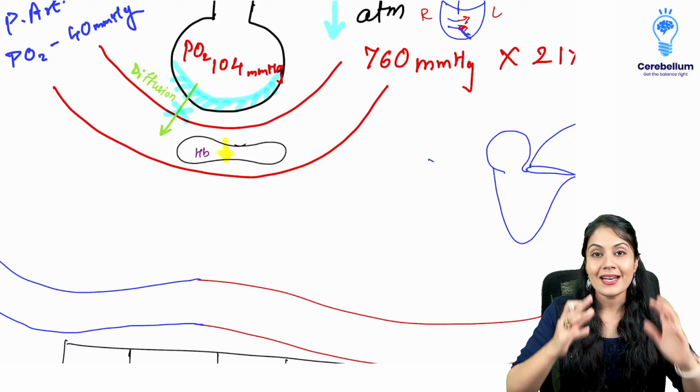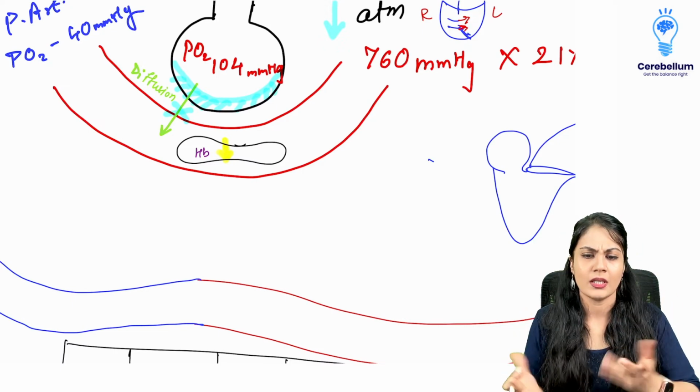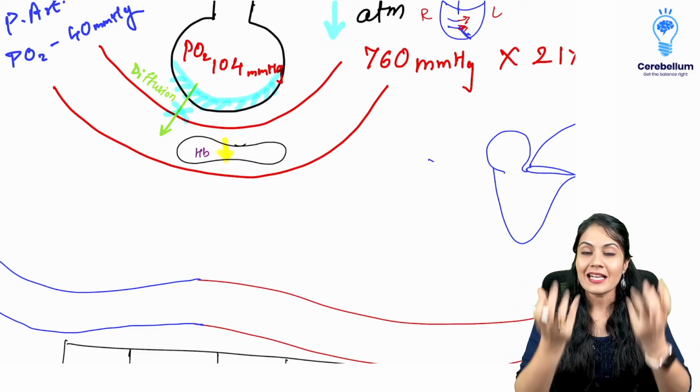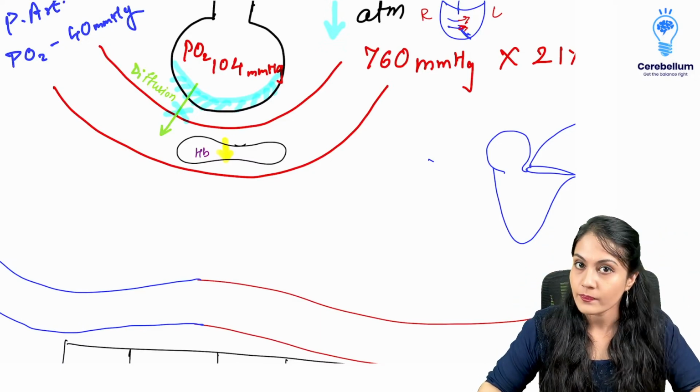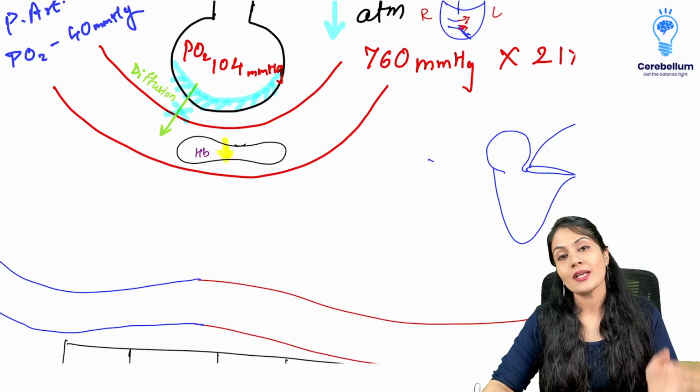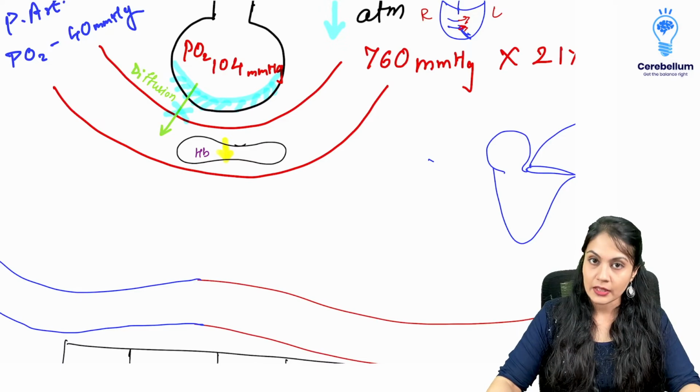All right, so less oxygen will go towards the tissue, but the tissue has the same demand. So what is it going to do? It is going to extract as much oxygen as possible. So what will happen? We'll see that there is something known as saturation, which is going to differ on the venous side.